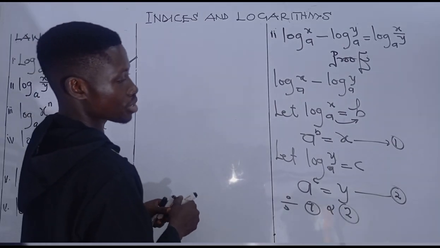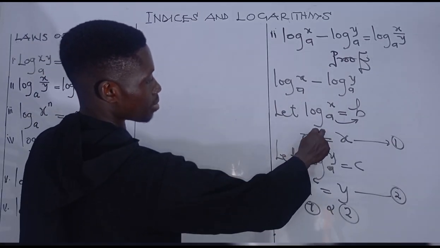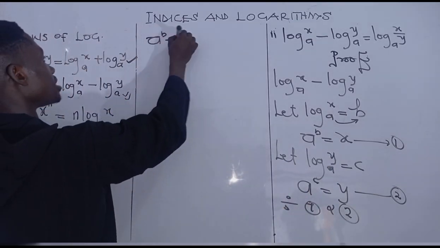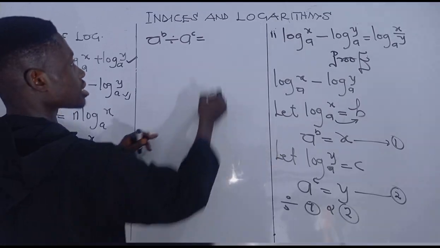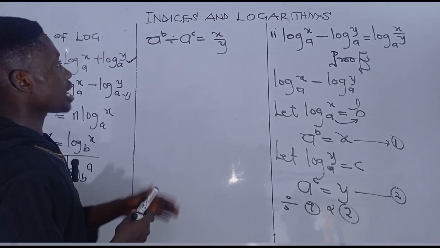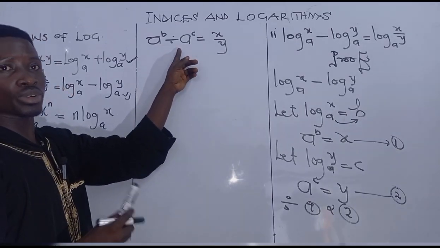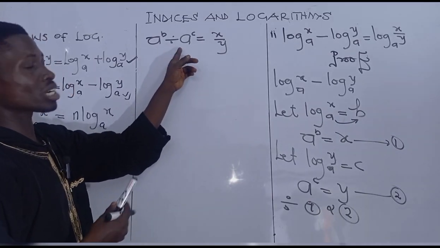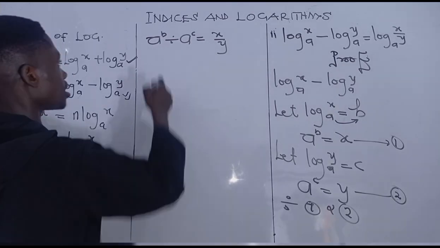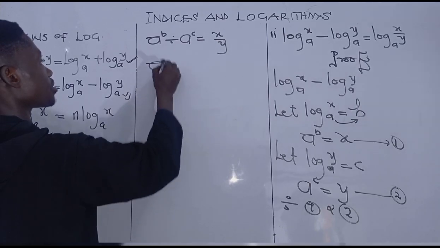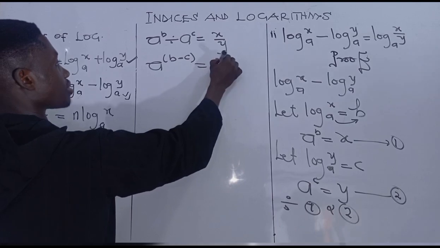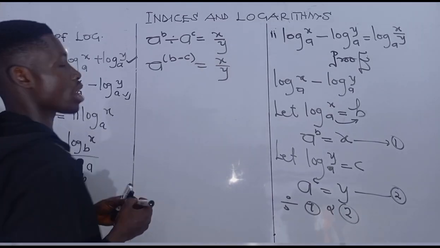So we have, what is equation 1? So we have a raised to the power b divided by a raised to the power c. And then we have what? x divided by what? y. Now applying the division law of indices, which says that when you have two or more numbers dividing, they have the same base, we pick one of the bases, so you have a raised to the power b minus what? c, and then we have x divided by y.